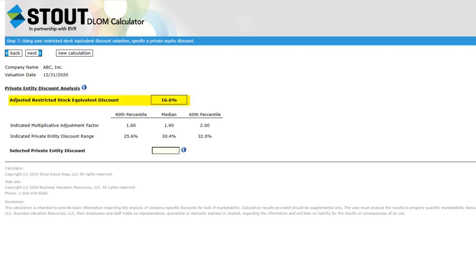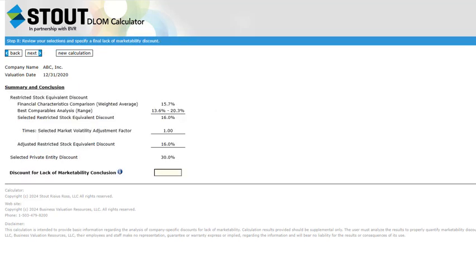For adjusted restricted stock equivalent discounts at or below 20 to 25%, the median or 60th percentile adjustment factors should typically be considered appropriate. For adjusted restricted stock equivalent discounts above approximately 20 to 25%, the 40th percentile adjustment factor should be given consideration. See the Stout Companion Guide for a discussion of the primary factors to consider in selecting the private entity discount. When you have selected your private entity discount, you may click Next to advance.